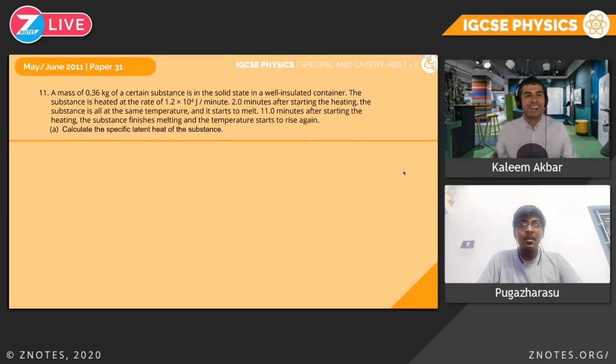The substance is all at the same temperature and it starts to melt. 11 minutes after starting the heating, the substance finishes melting and the temperature starts to rise again. Calculate the specific heat of the substance.